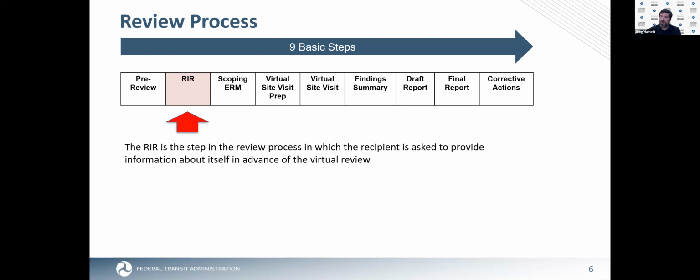And then after that summary, you'll receive a draft report. This is your opportunity as the recipient to read over the report. If you feel anything has been mischaracterized, or perhaps a time frame associated with taking a corrective action isn't really tuned properly, this is your opportunity to speak up and make sure that the finalized version of the report incorporates any input like that. Then, of course, once you receive the finalized version of the report, if you have any findings, that's the time where the clock will start ticking in terms of taking those corrective actions. So just a very quick overview of our review process. You can see we're at the RIR, not the beginning, but we're close to the beginning here.